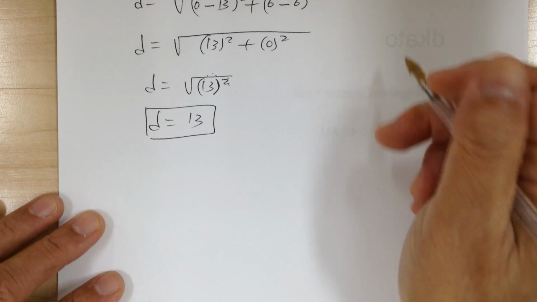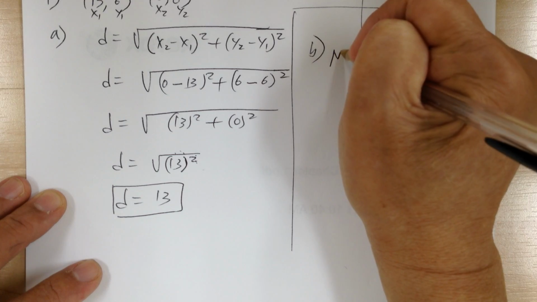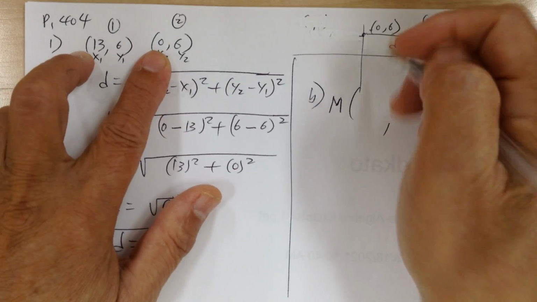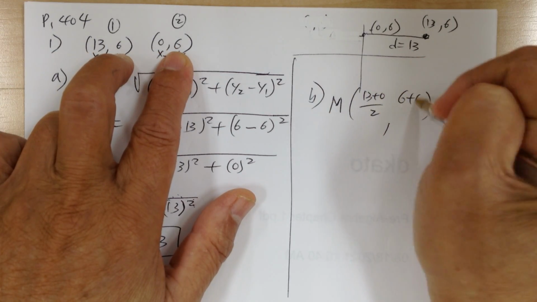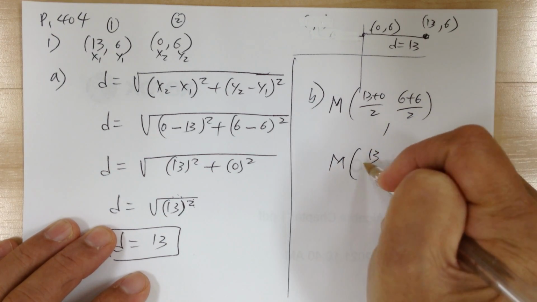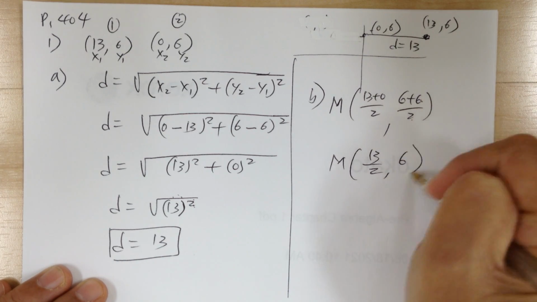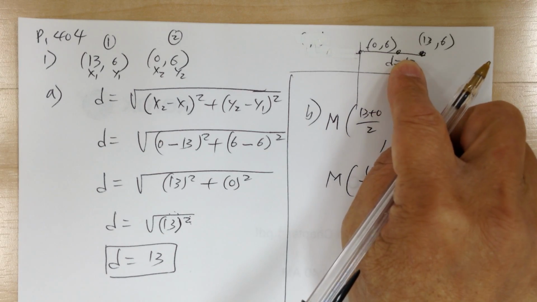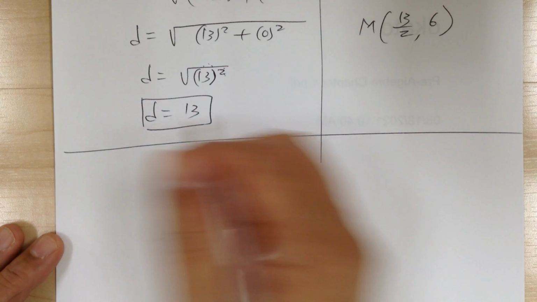Okay. Now for part B, the midpoint. To find the midpoint, you just average the two, right? So you're going to get 13 plus 0 over 2, right? Then you're going to have 6 plus 6 over 2. So the midpoint would be 13 over 2. 6 plus 6 is 12, divided by 2, you still get 6, right? And midpoint is going to be right over here. So sometimes it helps if you sketch it out, okay? But most of the time you don't need to.